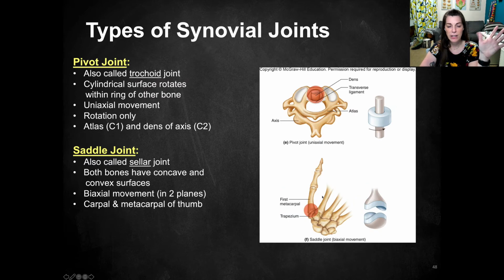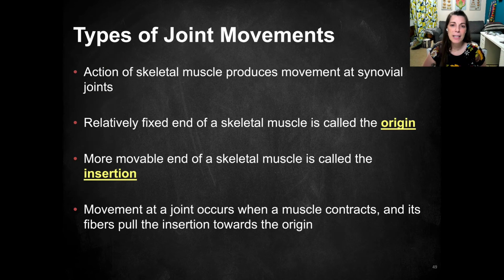I moved it. It allows, sorry, I was like, no, it doesn't. It's not uniaxial. A saddle joint allows biaxial movement in two planes. So you can go like that, right? Biaxial movement. Okay. And so the carpal, it's why we have opposable thumbs, y'all. It's why we have opposable thumbs. Why I can do this. Saddle joint. Okay.